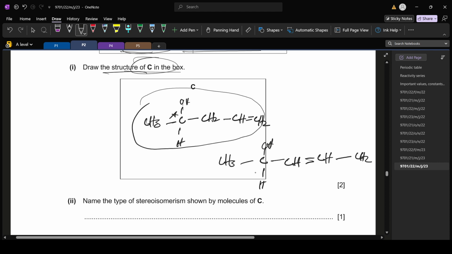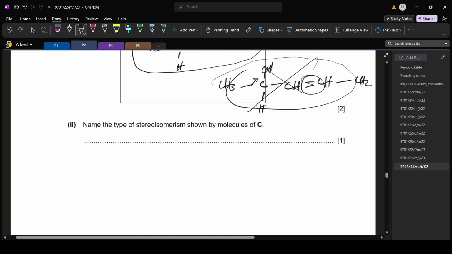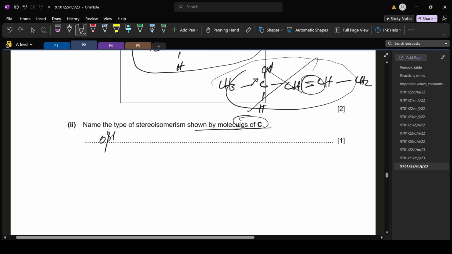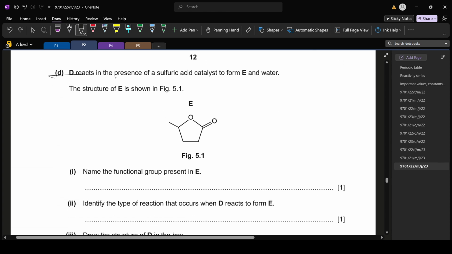So this will give you geometrical isomerism as well as optical isomerism. Both of these types of stereoisomerism are shown in this molecule. So this is a wrong molecule. This is your correct structure of C. You have to remember these conditions. Now name the type of stereoisomerism shown by a molecule of C. It's optical isomerism.